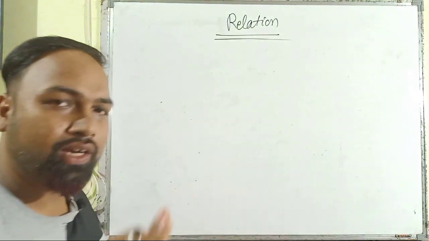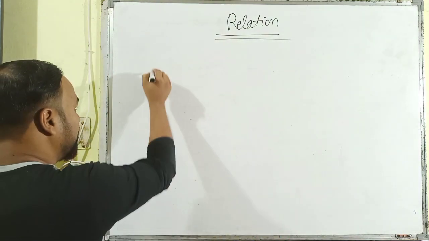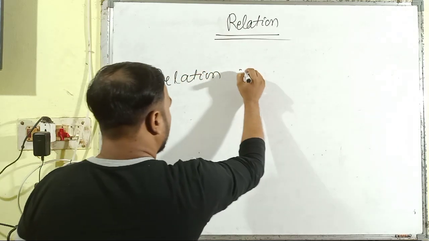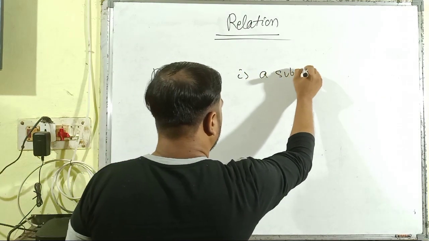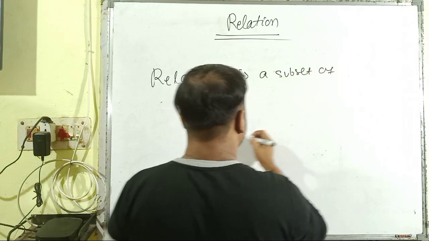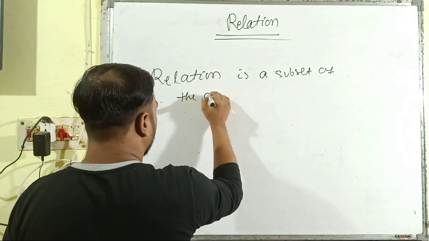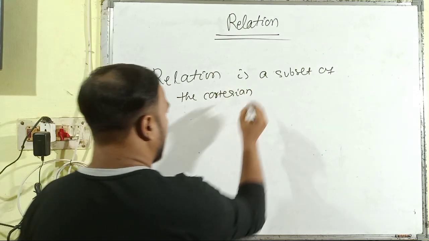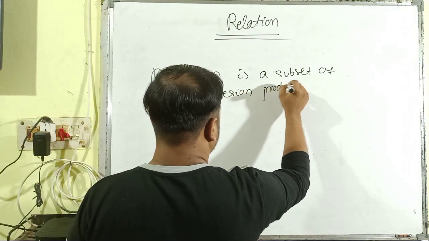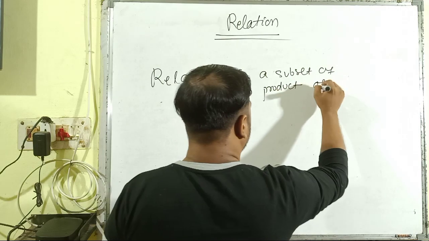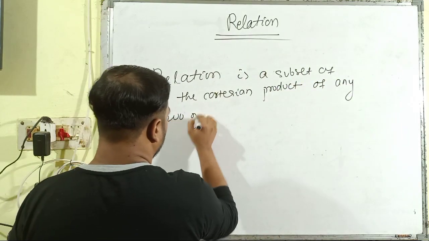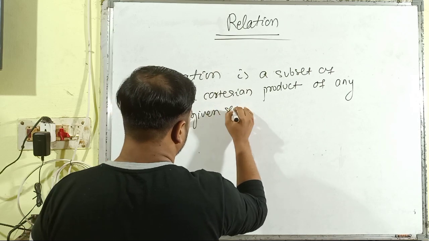So just we can write down in one sentence, relation is a subset of the Cartesian product of any 2 given sets.